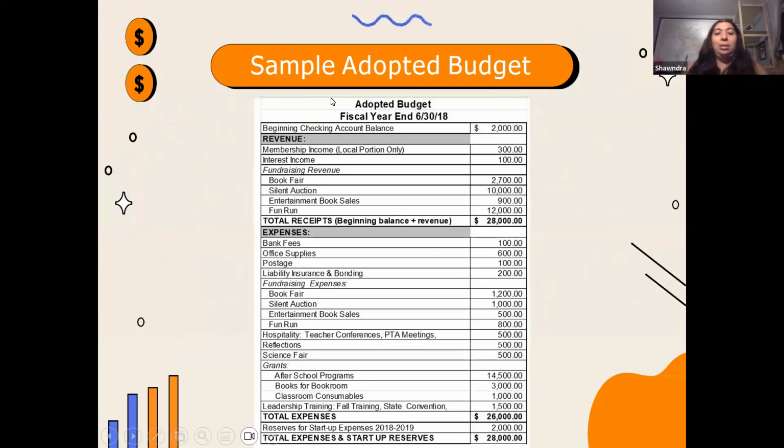So here is another sample of an adopted budget. It was kind of like that, the sample of the working out the proposed budget is basically just that first column. It begins showing you what the expected revenue is for that year and the expected expenses on the bottom. You can see here that they're expecting to bring in $28,000, expecting to spend $26,000. So they're trying to reserve $2,000 for startup costs for the next school year, or as a reserve for other expenses.